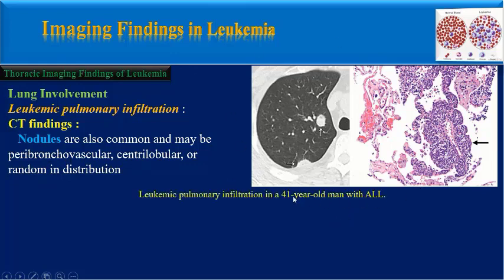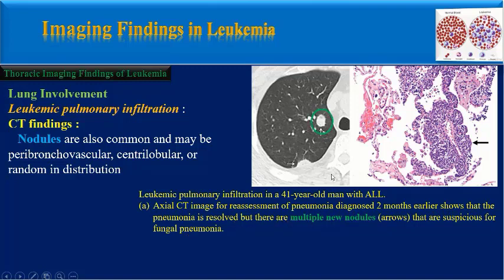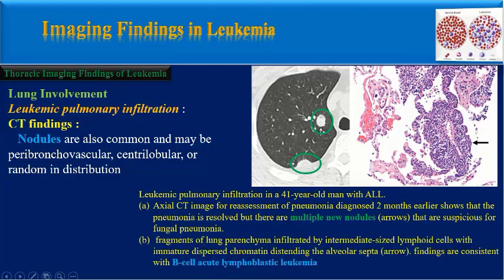In this axial CT image in a 41-year-old man with ALL, the axial CT image for reassessment of pneumonia, which was diagnosed 2 months earlier, shows that the pneumonia is resolved, but there are multiple new nodules that are suspicious for fungal pneumonia. But the pathologic specimen revealed that these findings were consistent with B-cell acute lymphoblastic leukemia.